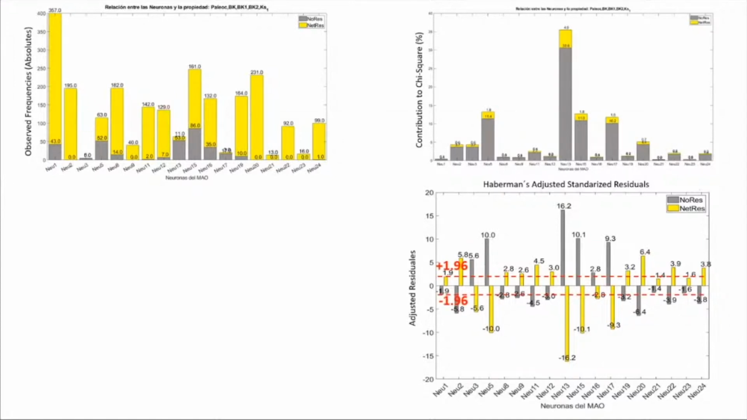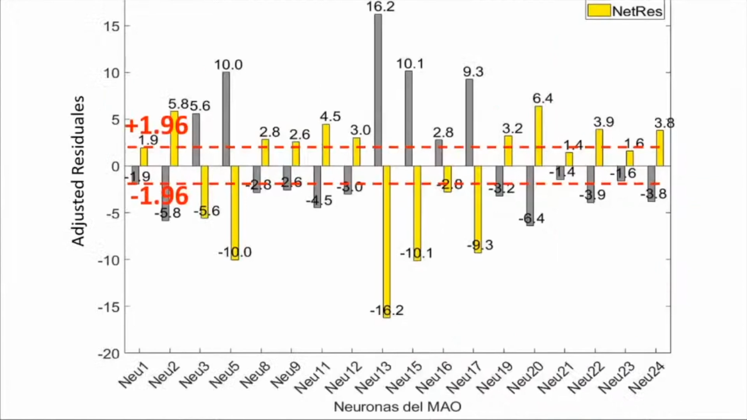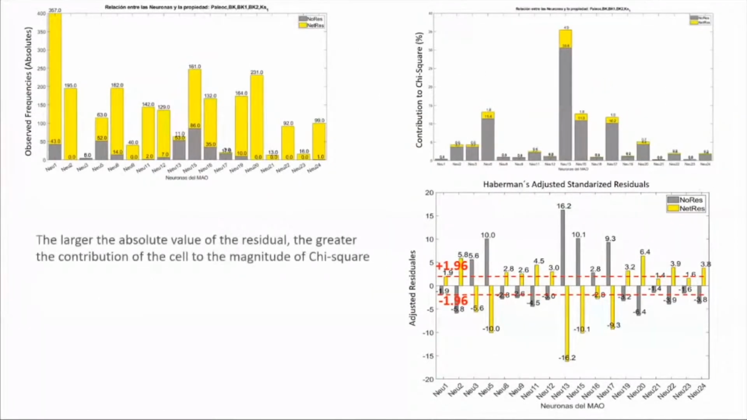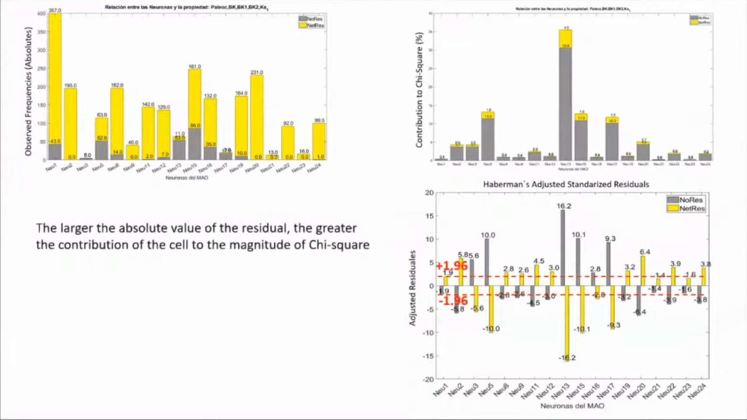So it is not enough to look at those z-score values that are greater, in absolute value, than 1.96. Values greater than this value indicate a larger relationship between the categories. It means that the larger the absolute value of the residual, the larger the contribution of this cell or this neuron to the magnitude of chi-square.